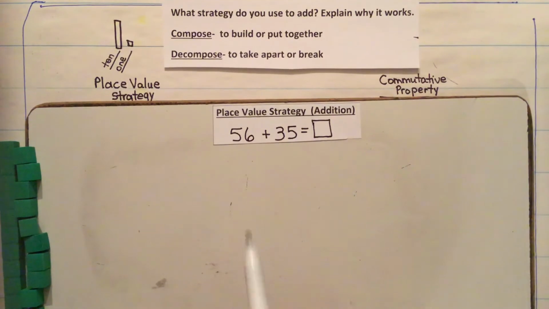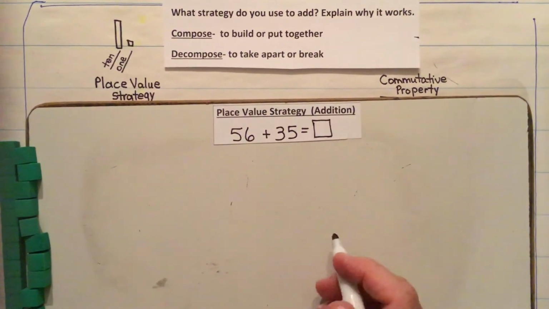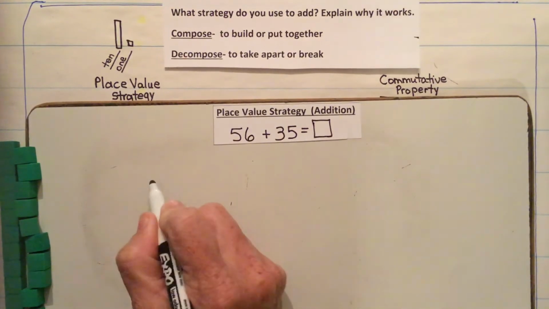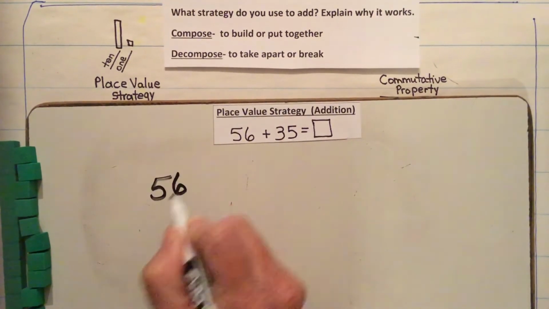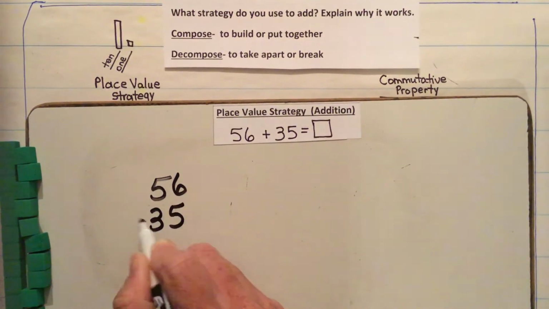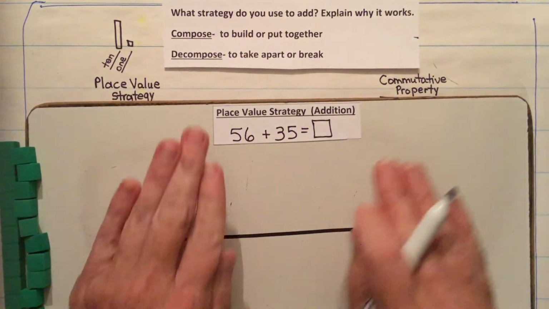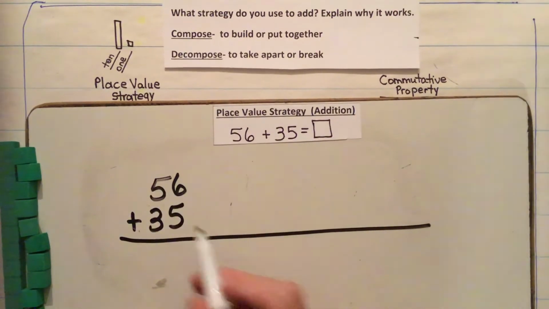Okay, now you have worked through this equation by yourself using the place value strategy. Let's see how you did. I like to write mine vertically. You don't have to do this. You can just draw the base 10 blocks.